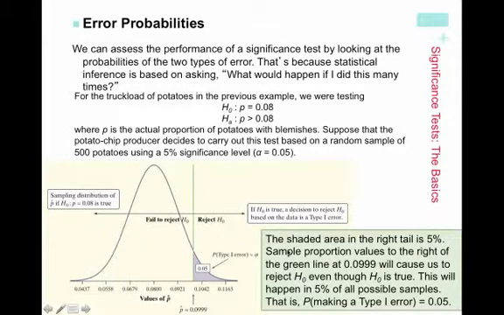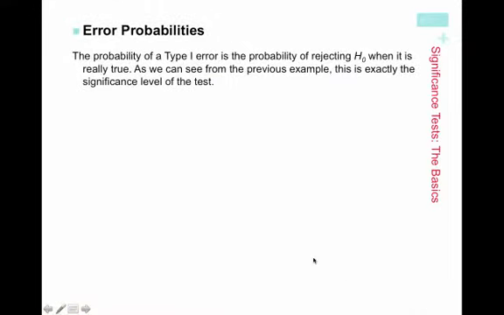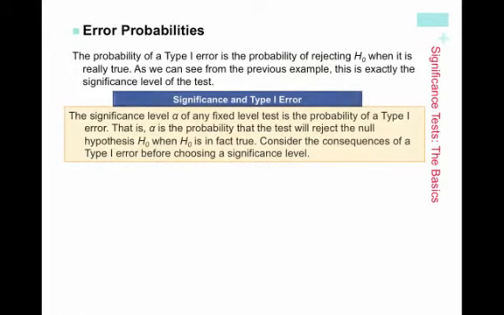So put that into writing. The shaded area is 5%. The sample proportion values to the right of the green line that we're getting from doing an inverse normal calculation, 0.0999, will cause us to reject H0 even if H0 is true. This will happen in 5% of all samples. That is, probability of making a type 1 error is 0.05. And again, the type 1 error is simply the significance level of the test.